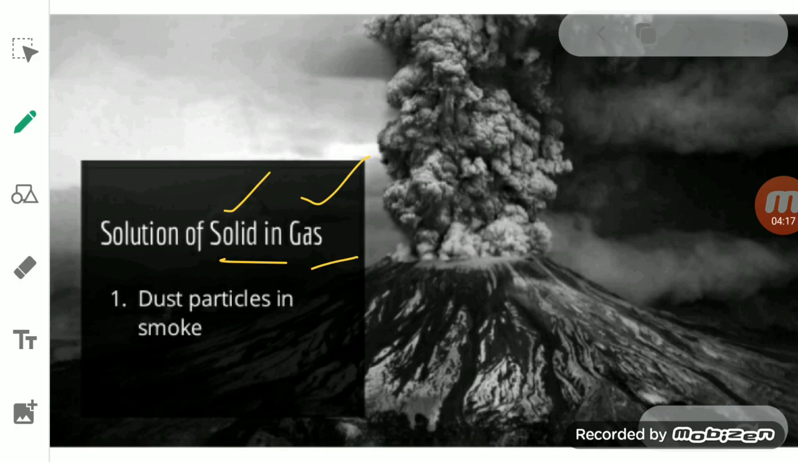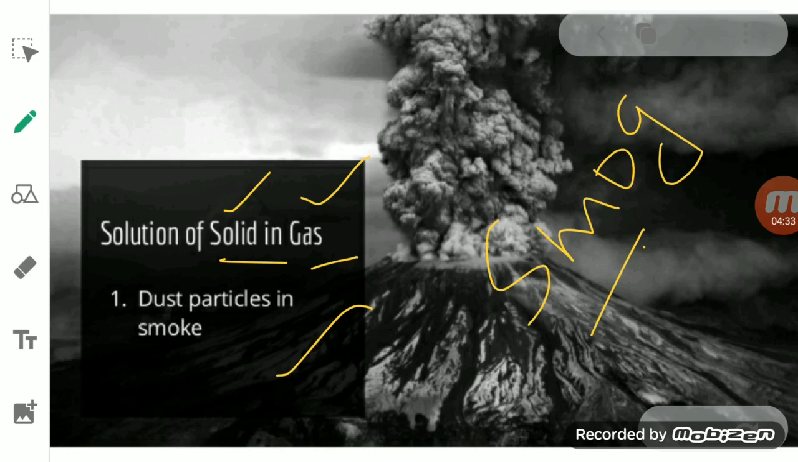The best example is the dust particle, or the smoke. When smoke and fog mix together, they form smog. So the smoke which is present in the air, what is smoke? It is the dust particles which get mixed up with the gases, with the air. So that kind of solution is basically known as a solid in a gas solution.